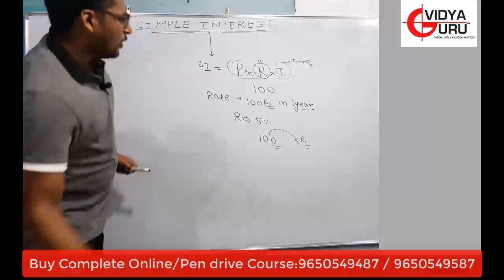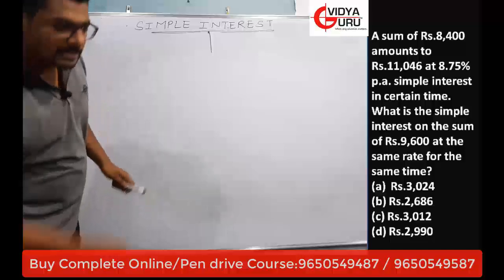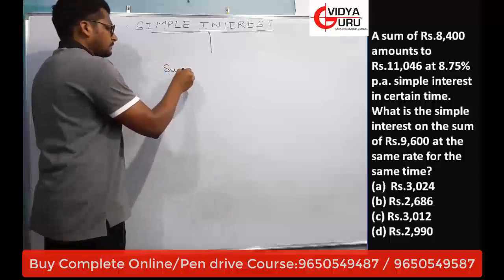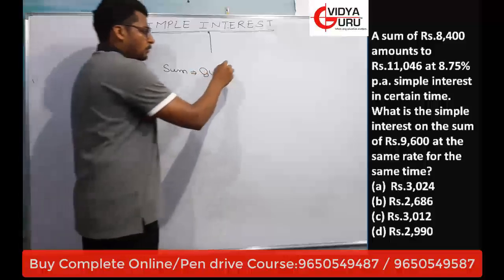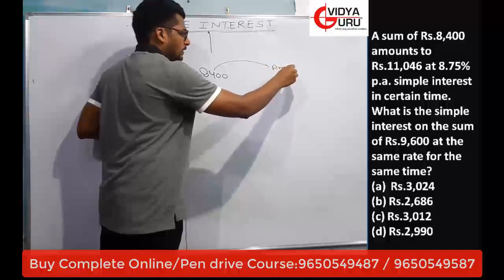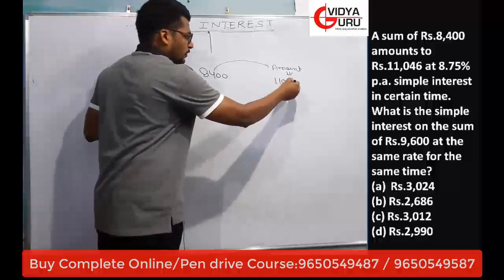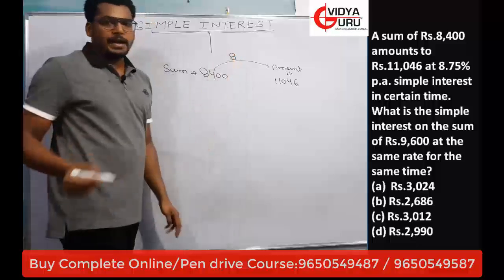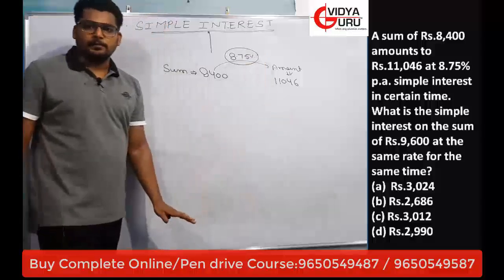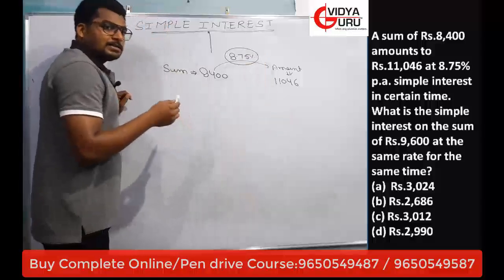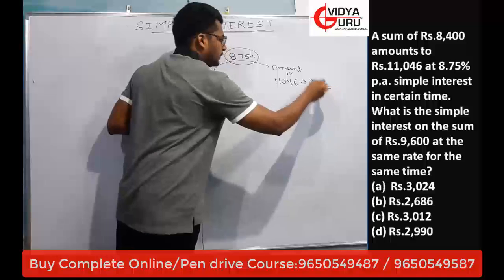Now coming on to our first question. What is the question saying? There is a sum of 8400 which amounts to rupees 11,046, and rate is given 8.75%, and time is not given. It is saying in a certain time, we don't know the time. Now the question is asking what will be the simple interest? Amount means when simple interest is added to principal.